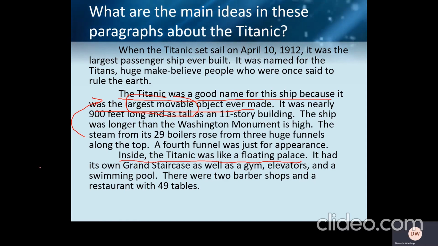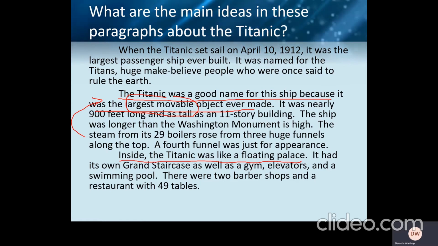Okay, one detail is it had a grand staircase. Okay, it had a gym, elevators, a swimming pool. What else? Yeah, not one, but 2 barbershops and a restaurant with 49 tables. So it had several things that its guests could use while they were sailing on this ship, okay?